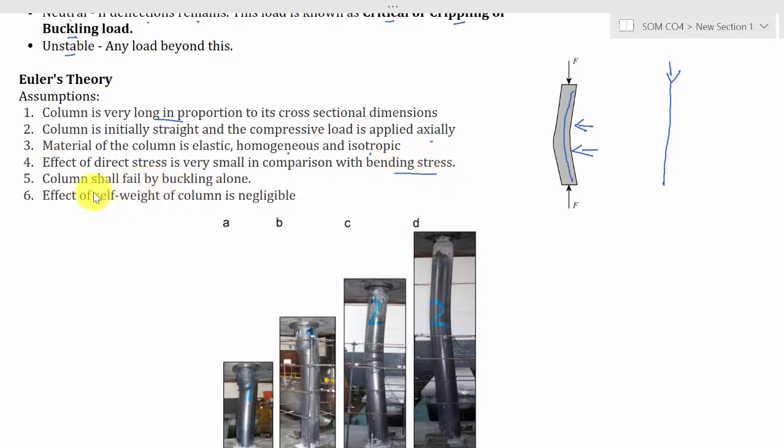The fifth assumption is the column shall fail by buckling alone. In some cases the column may fail by buckling alone without any effect of the compression. The sixth assumption is the effect of self weight of the column is negligible. So the self weight of the column is negligible when you consider Euler's theory.